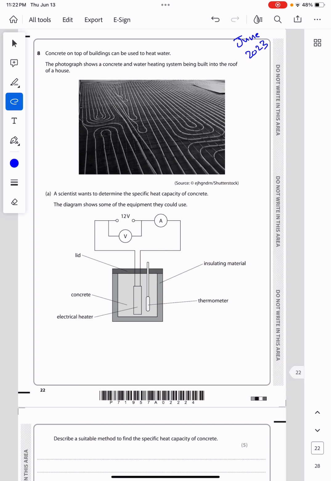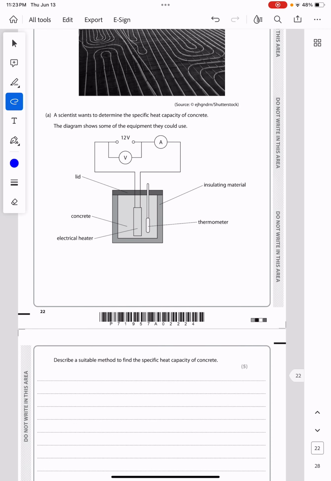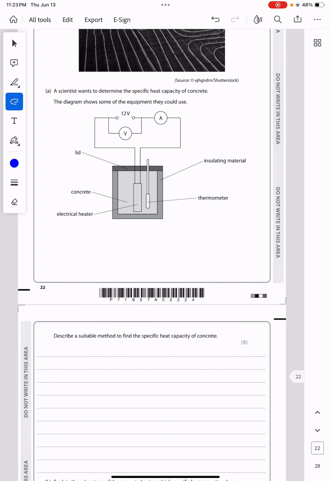I'm gonna show you a way that even if they ask you to find or to make a method or an experiment, you can find your way around it. Okay, so here they're saying, at a roof of some house, they provide concrete to use to heat the water. So the photograph shows a concrete and water heating system being built into a roof of a house, and scientists want to determine the specific heat capacity of concrete. The diagram shows some of the equipment they could use.